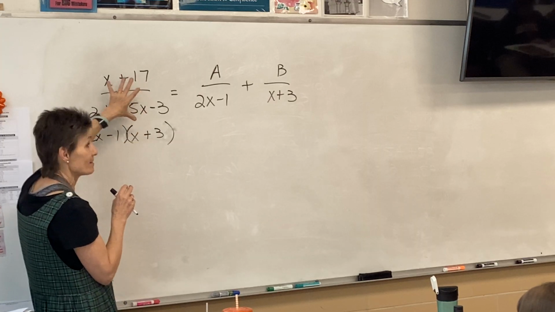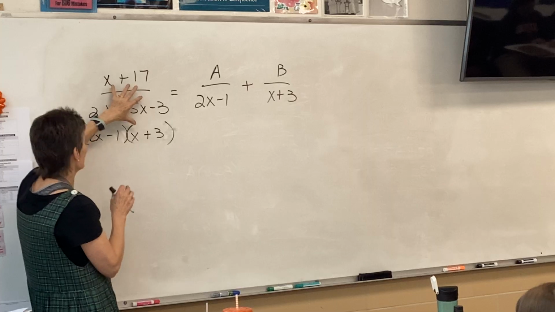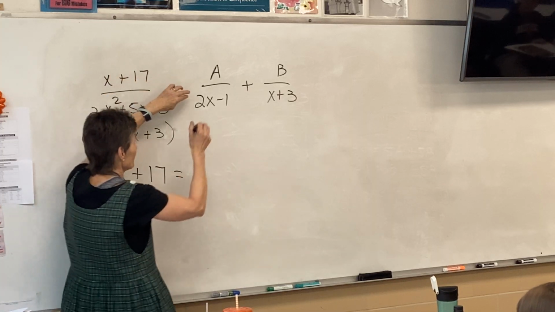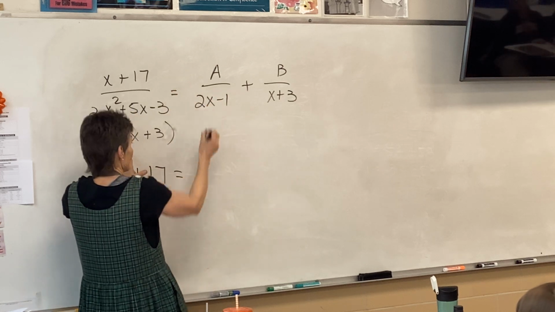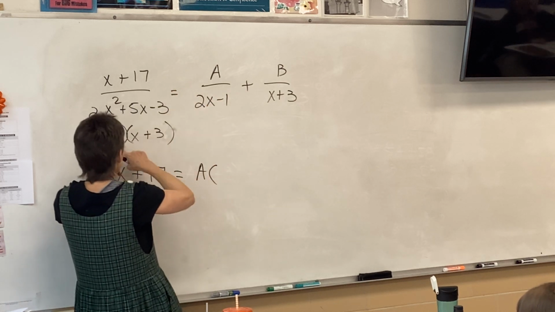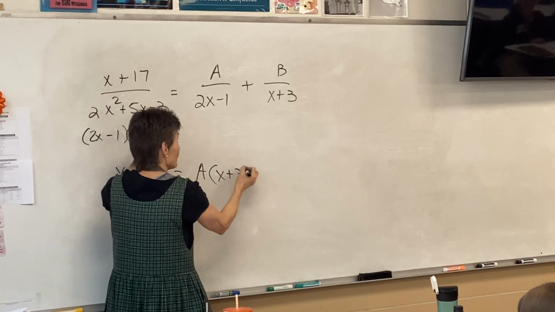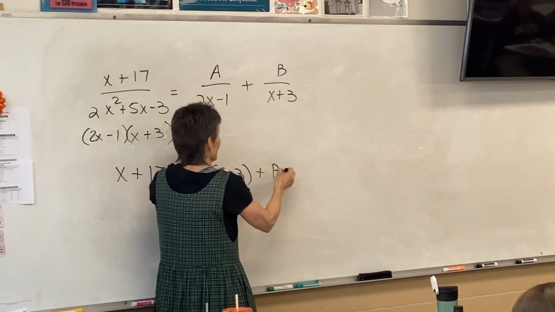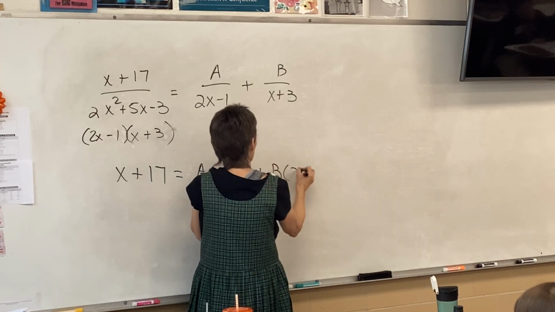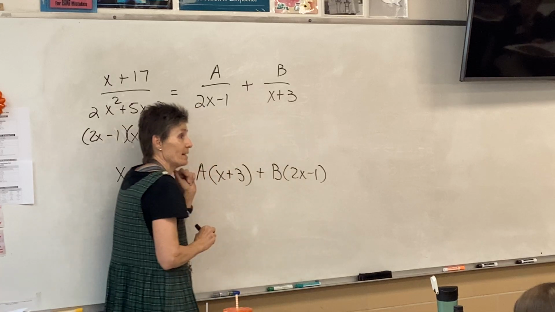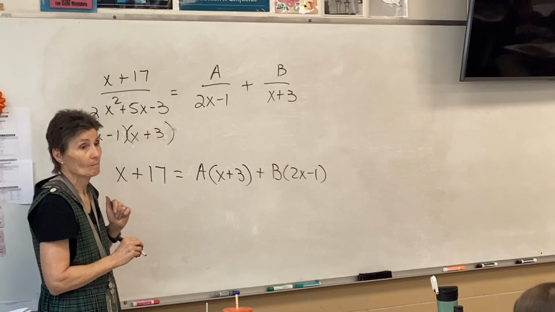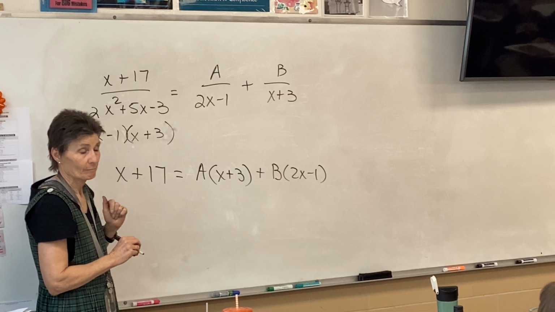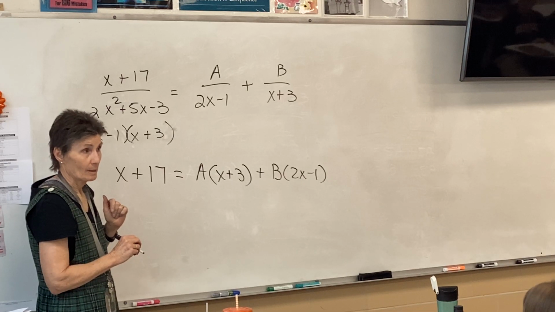If I multiply this by both factors, then I'm just gonna have x plus 17 left. But if I multiply this by both factors, the 2x minus 1 will cancel, but I will be left with the x plus 3. And likewise here, the x plus 3 will cancel, but I'll be left with the 2x minus 1. Okay?